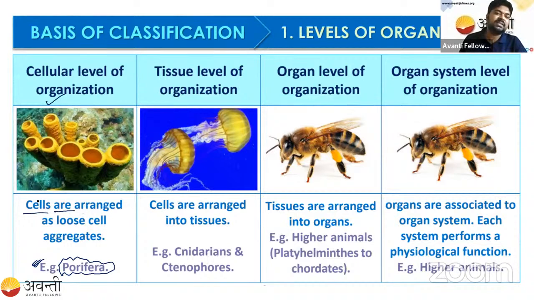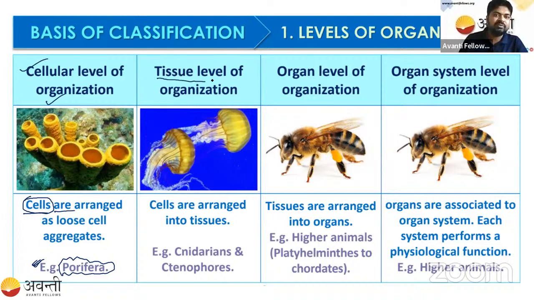That means here the cell is the major part, or the cell is doing the work, or we can say intracellular work. For example, if digestion happens, then digestion happens inside the cell. Or if respiration happens, then respiration happens by the cell only. That's why it's known as the cellular level organization.